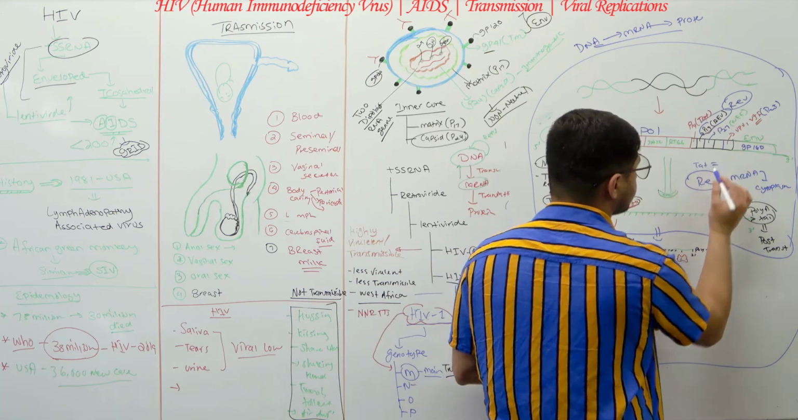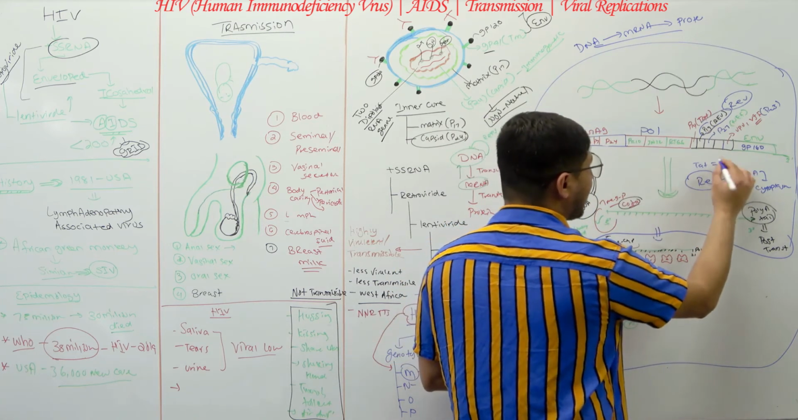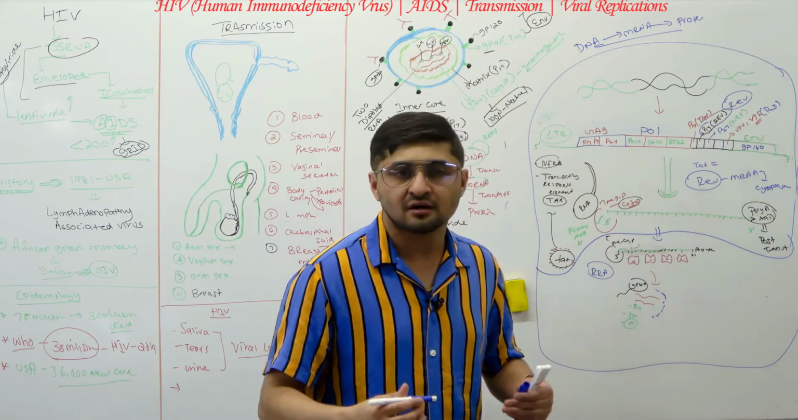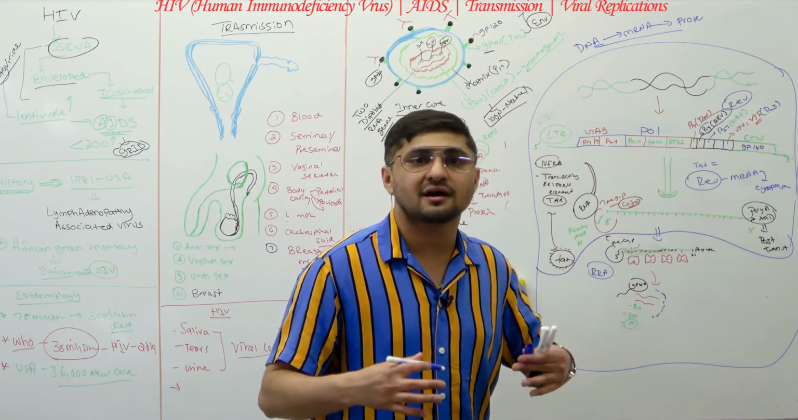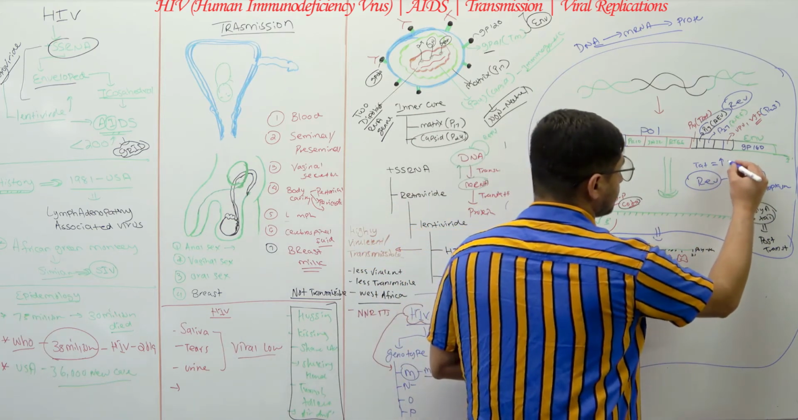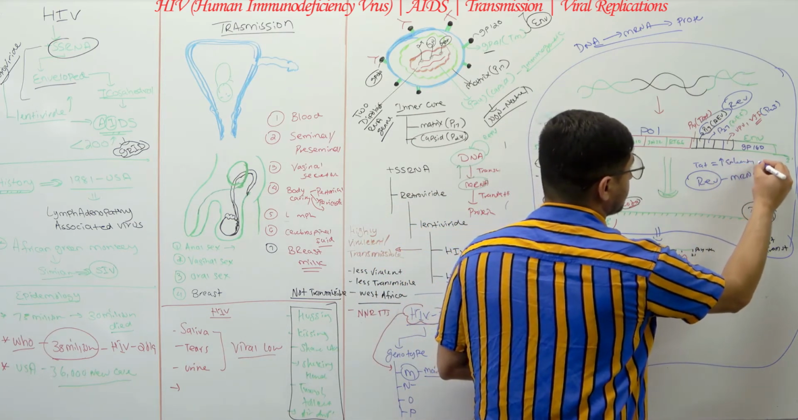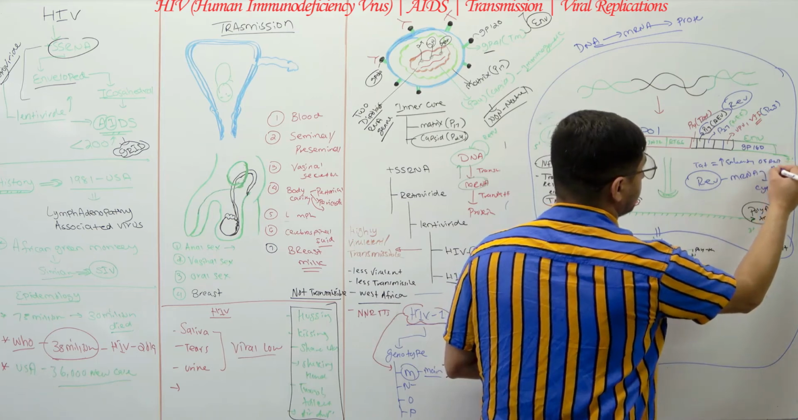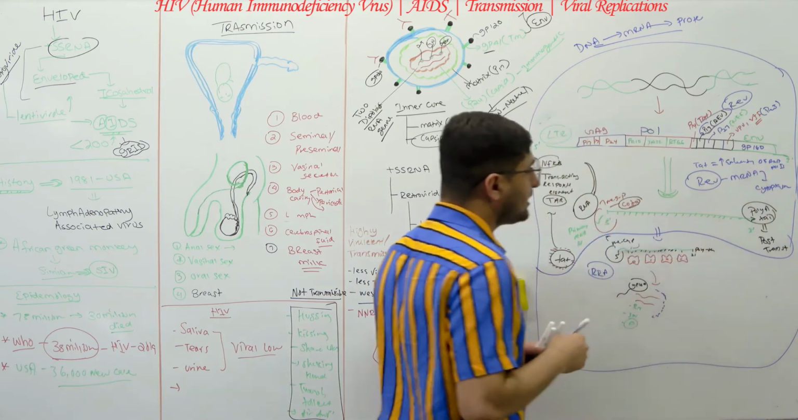TAT protein, what is the function of that? It basically goes and binds to TAR and enhances the RNA polymerase elongation function, right? That's what the TAT protein does. It increases, enhancing the activity of RNA polymerase.